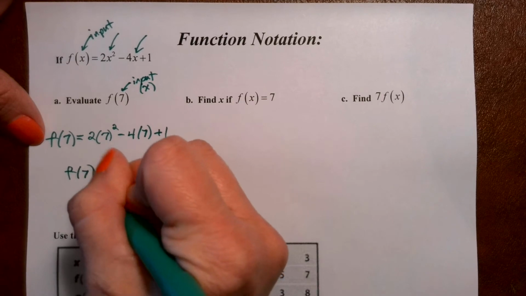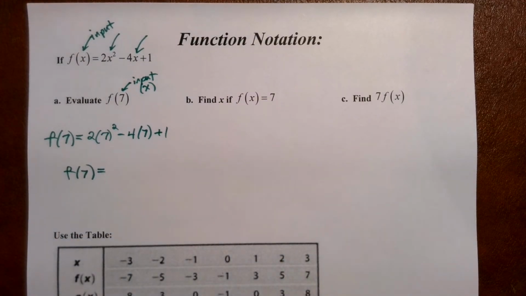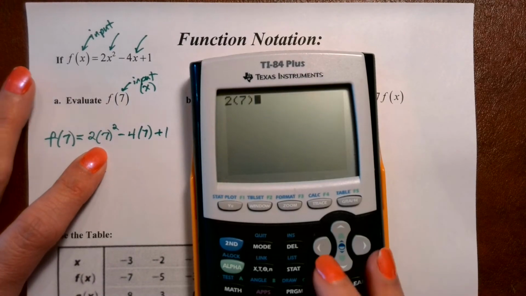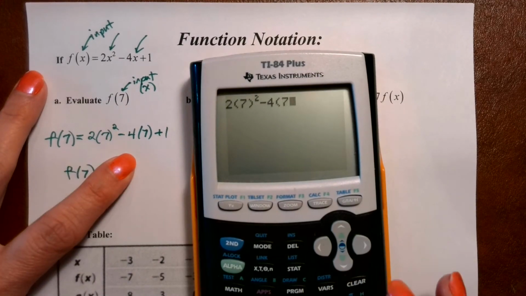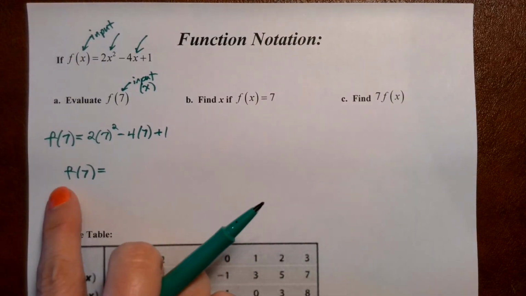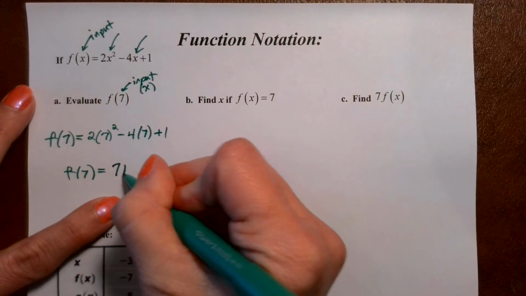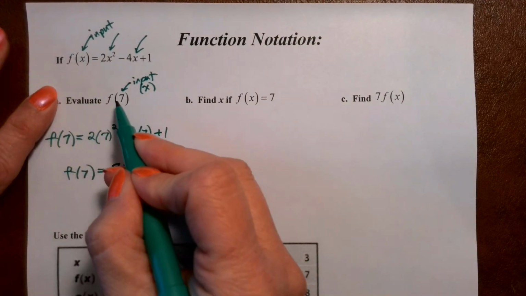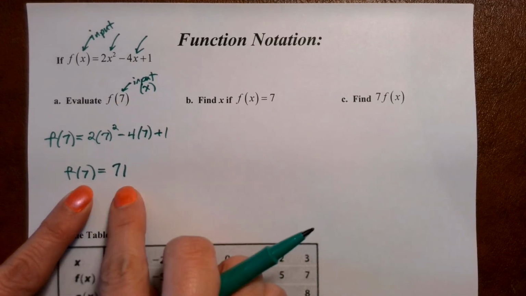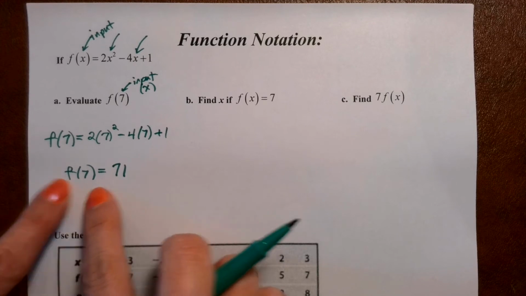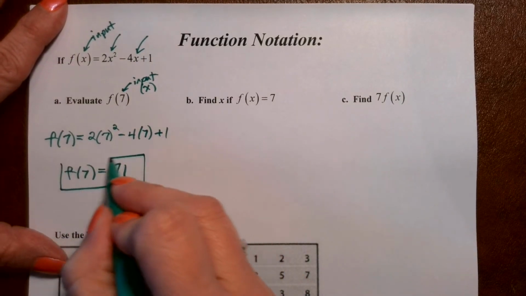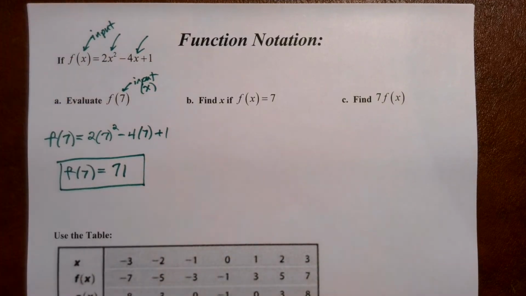So f of 7 equals, you can even just use a calculator to do all this. 2, your input gets squared, minus 4 times 7 plus 1, so everybody says 71. So f of 7 equals 71. They said to evaluate 7, so when 7 goes in, what's the output? It did not say to write this as a point. You can't say f of 7 equals a point. f of 7 makes 71. This is exactly how you write the input and the output of a function.